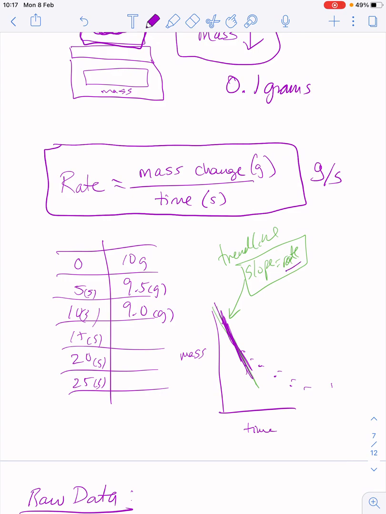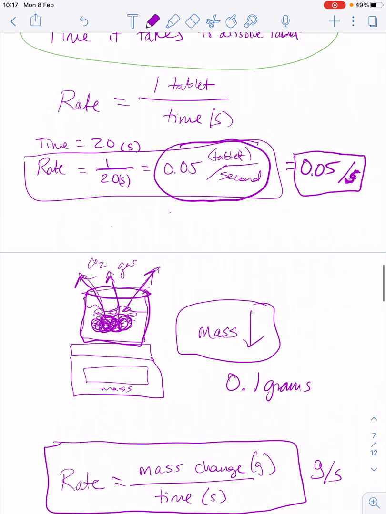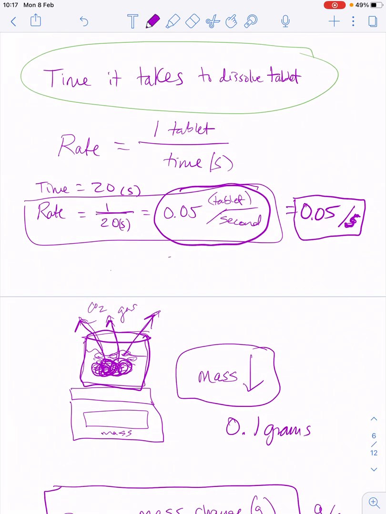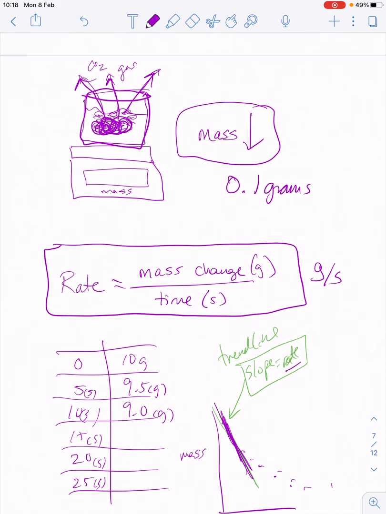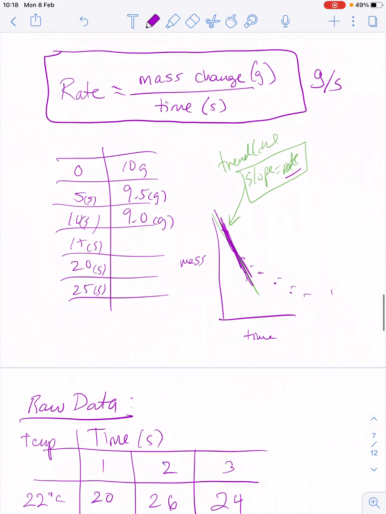Definitely the most intensive. It will involve the most data. But if you like the trend line method where you fit a trend line to your data points and the slope of that trend line is the rate, that's also an option. So different methods: the total time it takes for the tablet to dissolve, the time it takes for a certain amount of mass to drop, or looking continuously at how much the mass is going down and getting the rate from that.